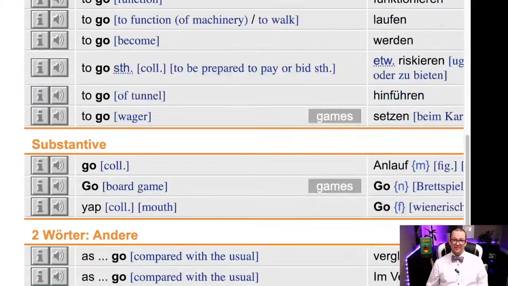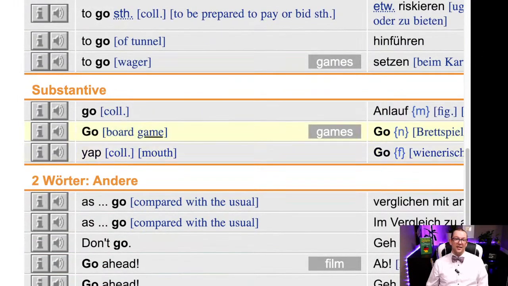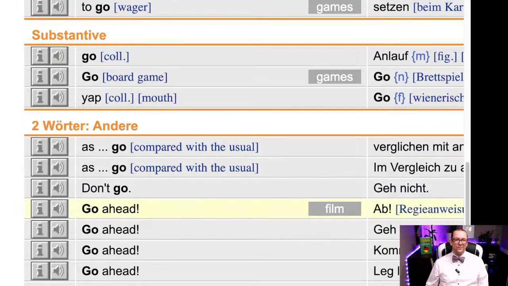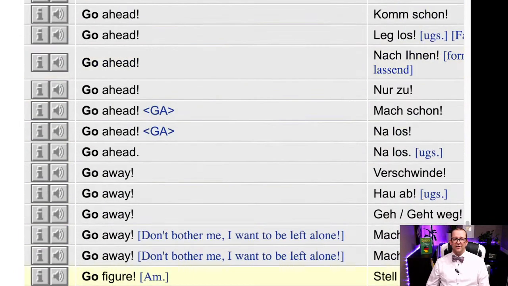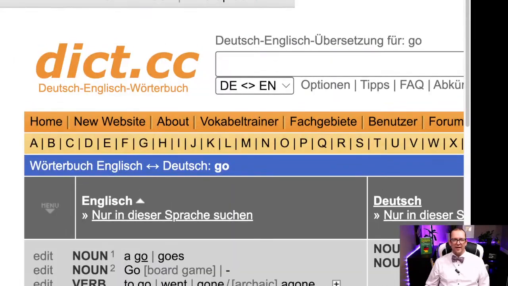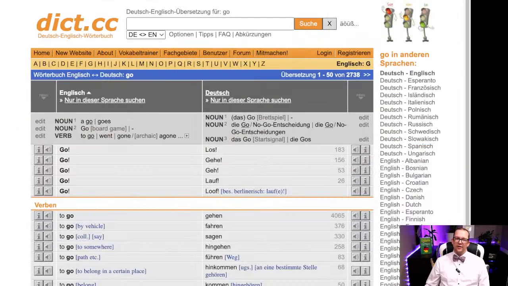Then we have Substantive, which are nouns, and we have go as in the spot on a board game, and it just says go, which is wrong, but whatever. But then we have the game called Go. Sorry, I was thinking of the spot on Monopoly boards, which is Go in English, but Los in German. But we have other answers down here as well, and they all give you context. They have little phrases that go with them and that kind of thing. Super helpful website, dict.cc. That's the dictionary I usually use.